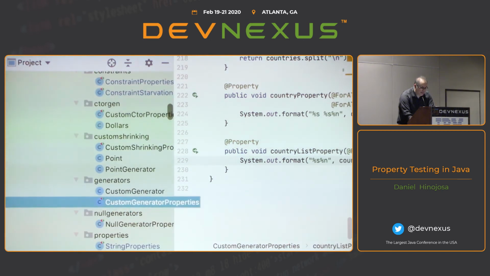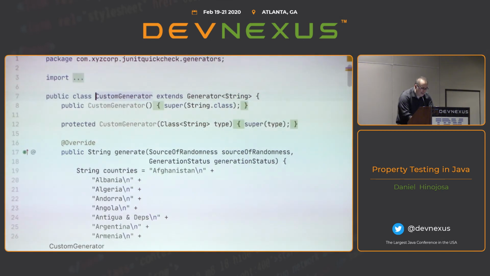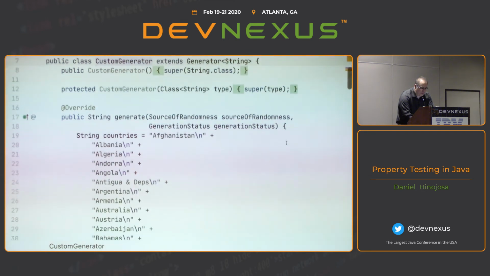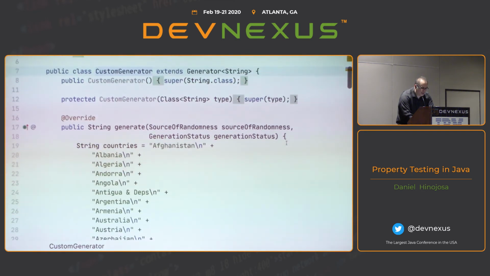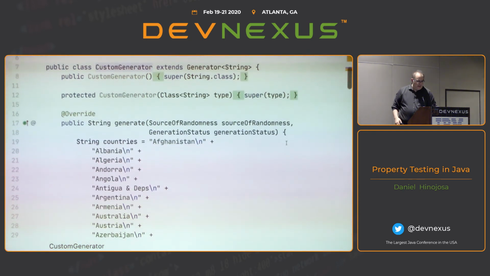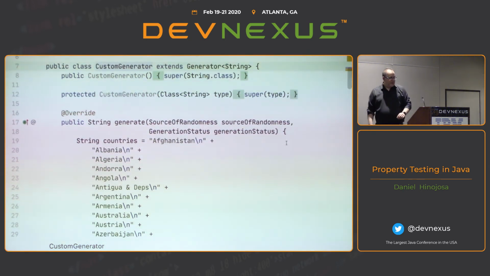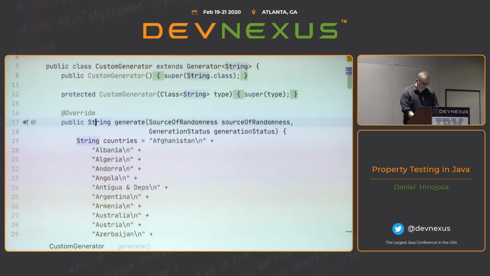Okay, so lots of generators. So here's a custom generator, the way it looks for this one, a JUnit QuickCheck one. Somewhat different. This one you have to extend a generator for whatever type that you're creating. And to do this, you would have to override the generate method.